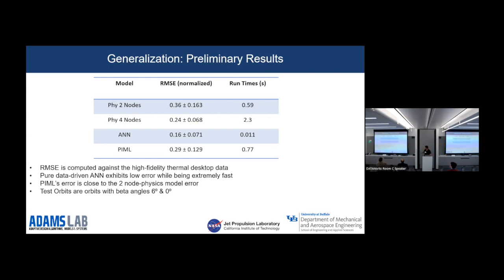So you'll see here that I spent the most time talking about PIML, but the ANN performed really well, right? So the root mean square error for the ANN actually is pretty good. It's better than the physics models, and its runtime is better than all of them as well. So that's very interesting, and you'd scratch your head there a little bit.